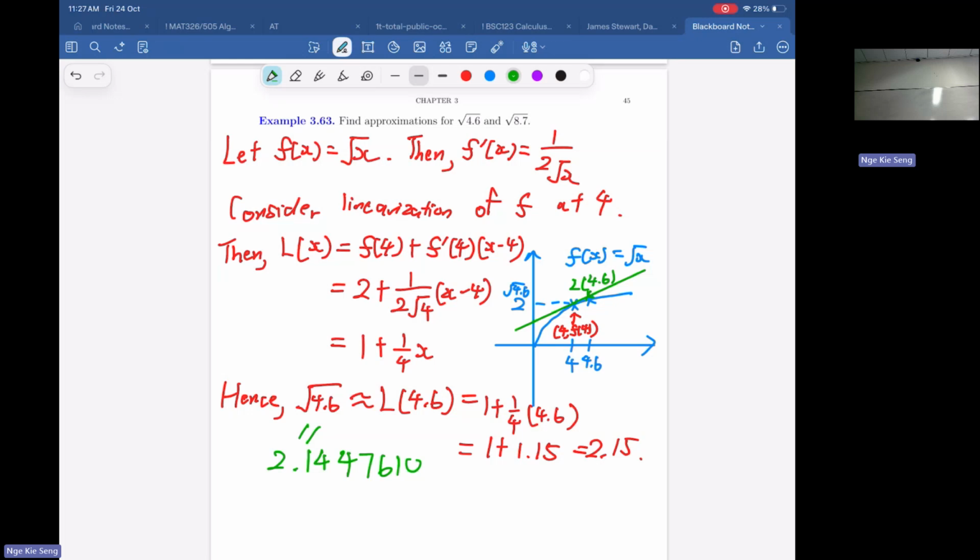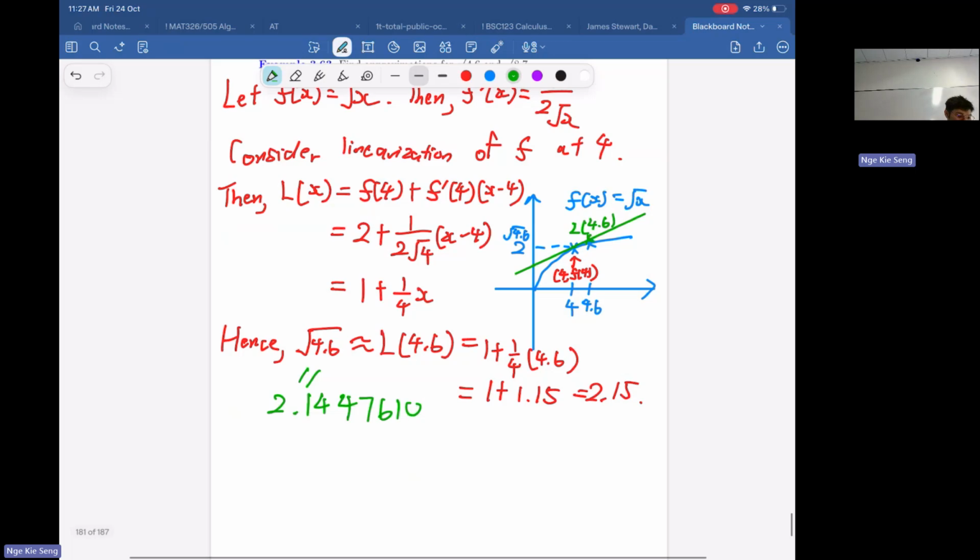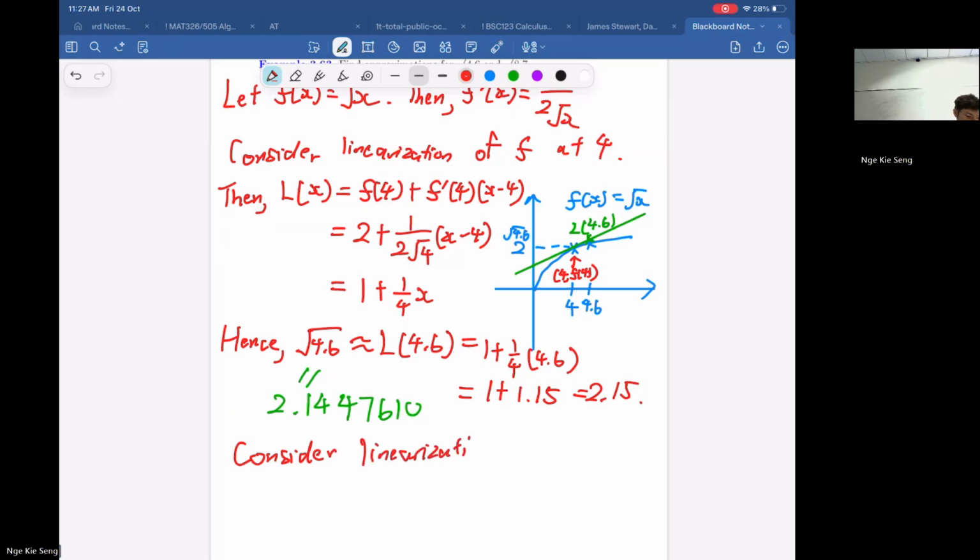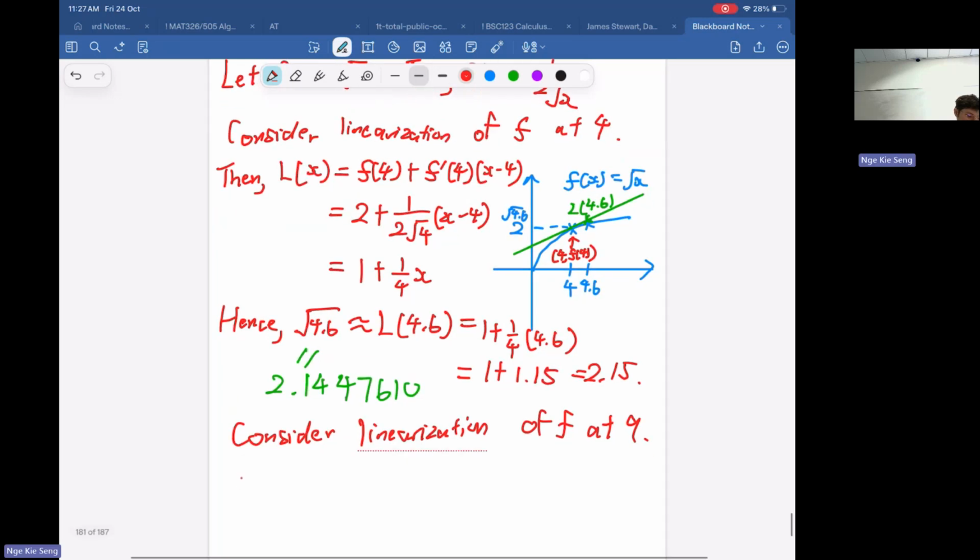Obviously, you don't go and pick square root like 9. You want to try what happens if we do linearization at 9 and then see what it gives for square root 4.6. You will expect a larger error. You want to try? Let's try. We consider linearization at 9, and then we see what is square root 4.6 from there.